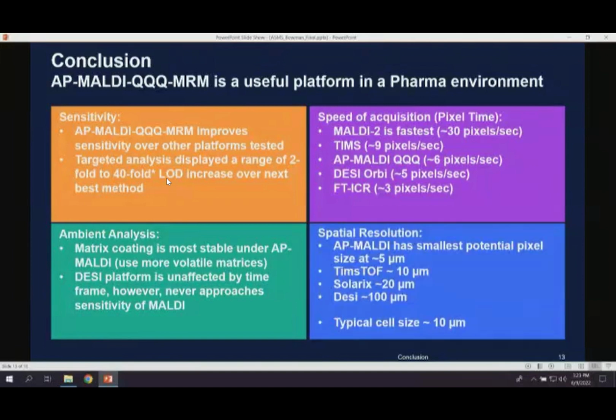And then in terms of spatial resolution for the 4 platforms that we have, the AP-MALDI source has the smallest potential pixel size at about 5 microns, followed by the timsTOF at 10, the Synapt at 20, and the DESI at about 100 microns. So for us, where we have seen in the past that a single cell is what actually contains our drug, the typical cell size being between 10 and 20 microns means that the only one of these platforms we can run to actually get single cell imaging is that AP-MALDI source.